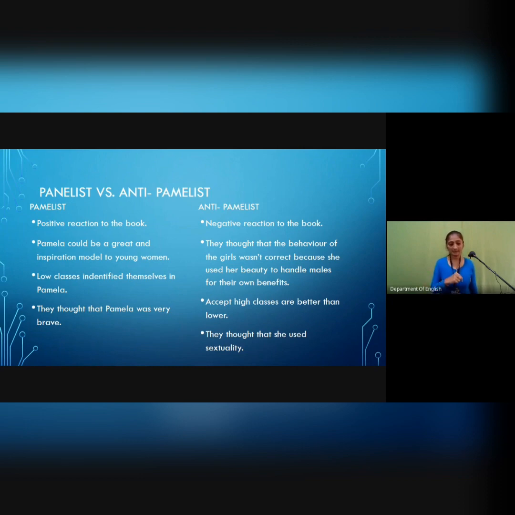And third, the low classes identified themselves in Pamela. Pamelists say that, and anti-Pamelists did not accept it. She belongs to a low class, but her higher class is better than the lower. And the third and last, they thought that Pamela was very brave in this novel. But anti-Pamelists said that they thought she used sexuality only for sexuality.